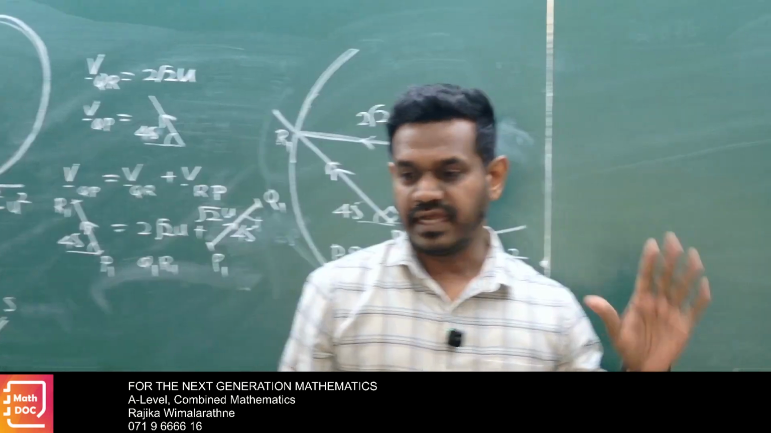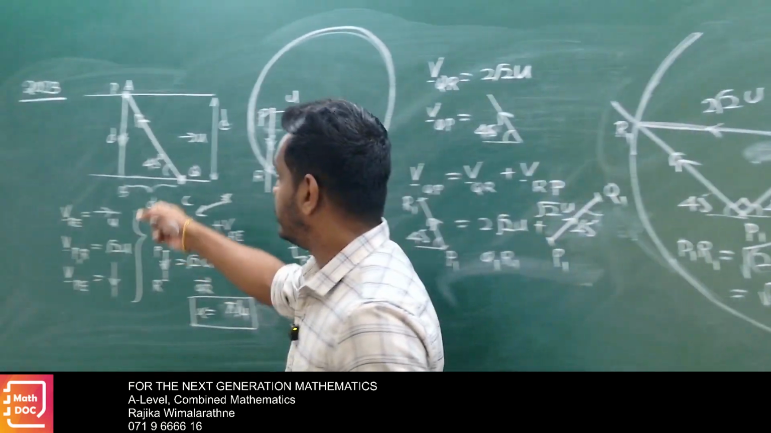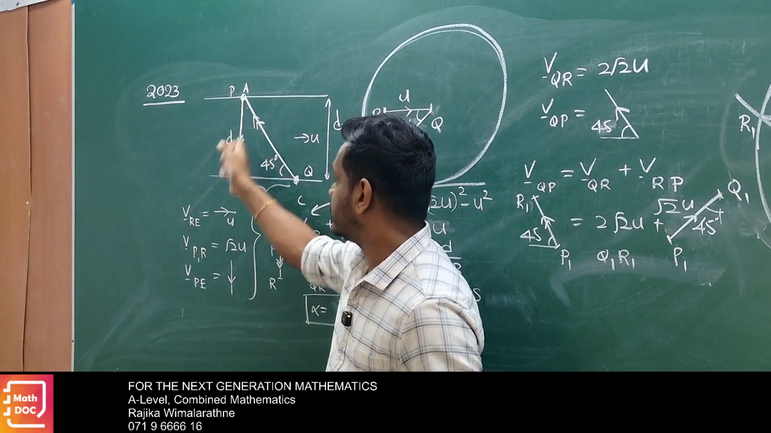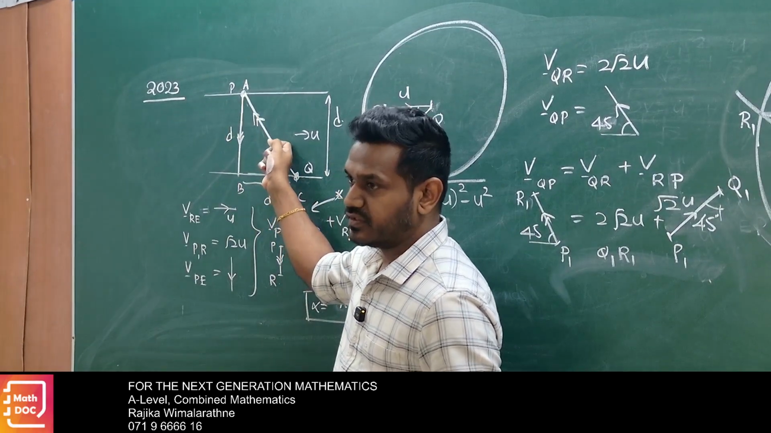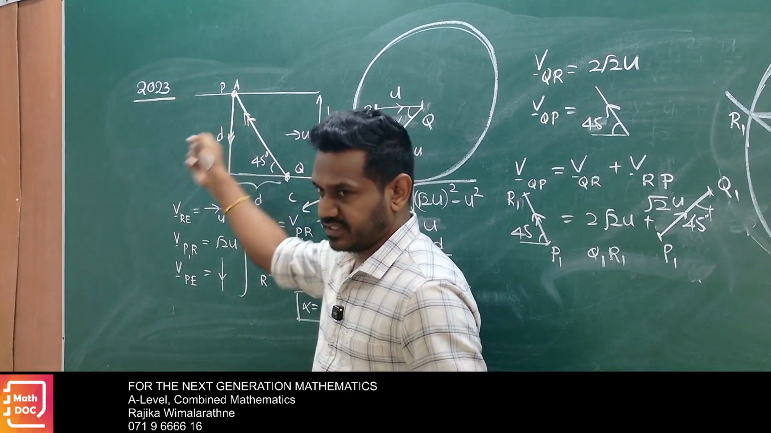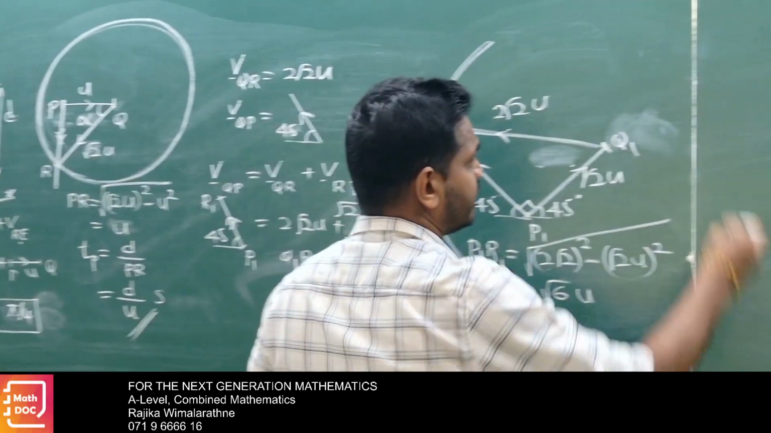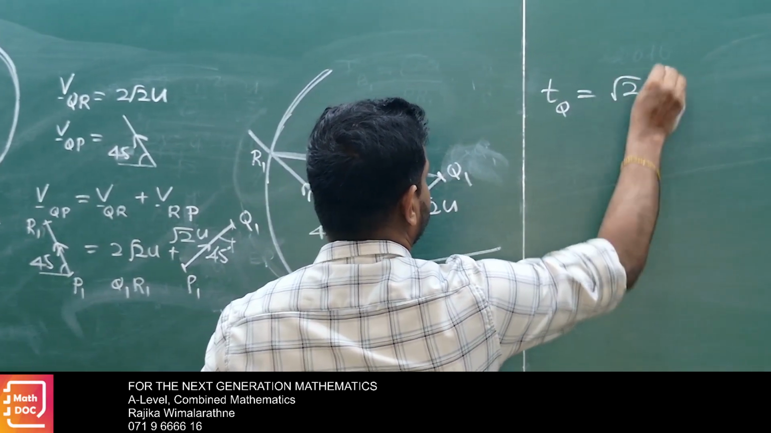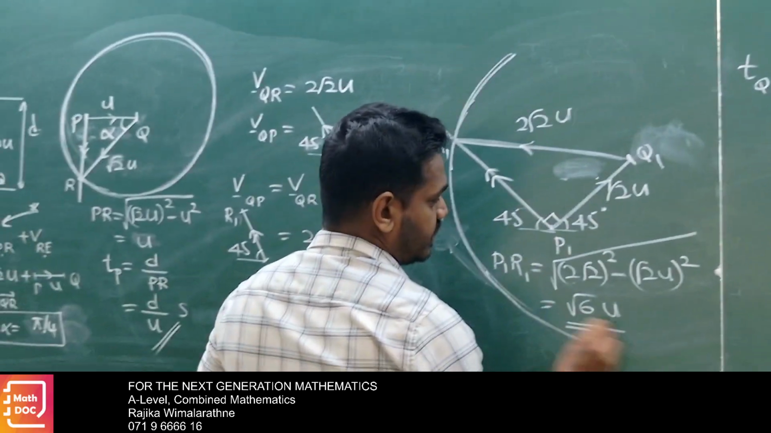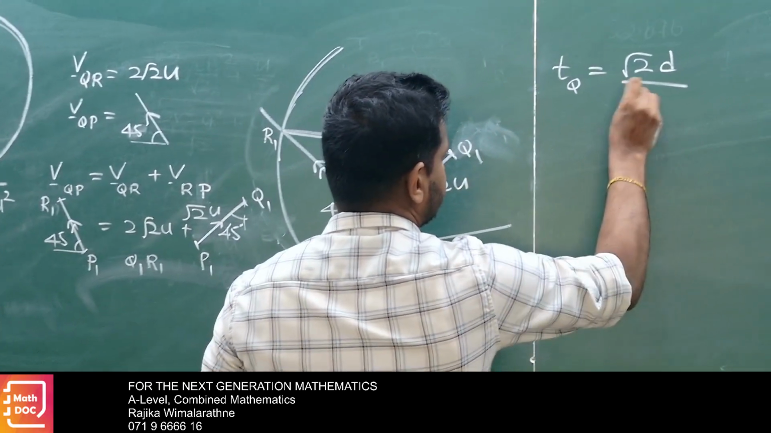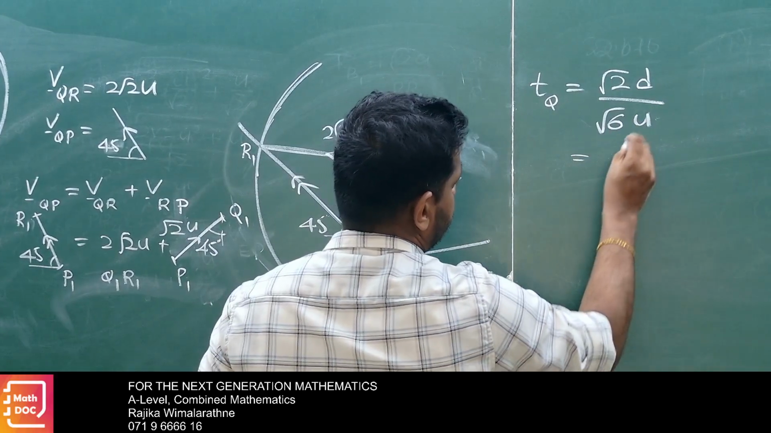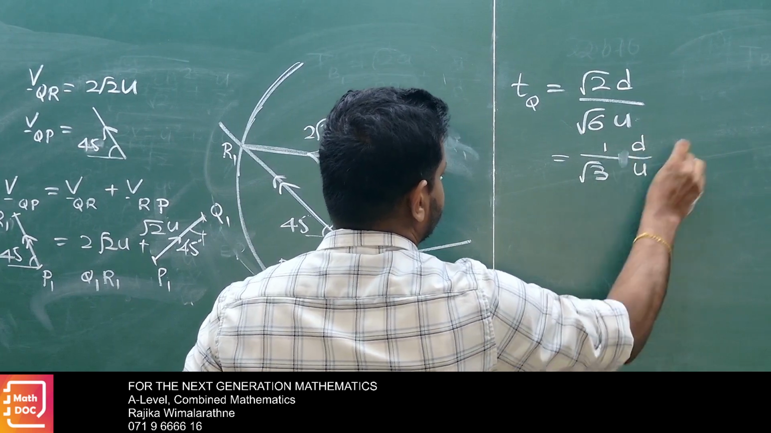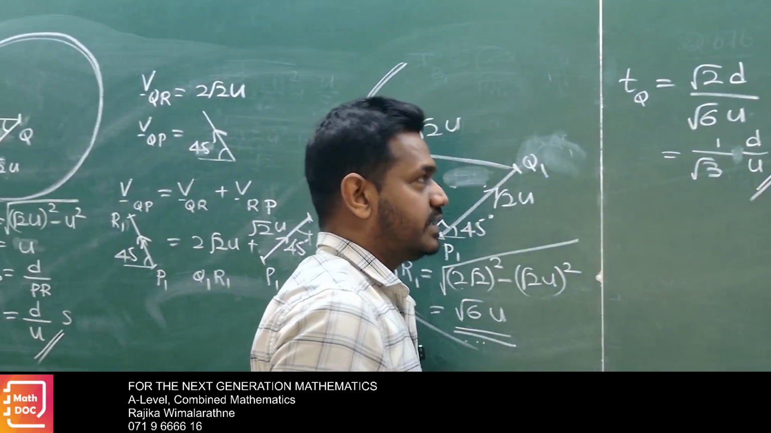Then second case, to catch P, here Q needs to meet P, no? Then corresponding displacement here is root 2d, no? So he has to move root 2d displacement. Then corresponding time tq is root 2d divided by velocity root 6u. Then 1 over root 3 d divided by u.